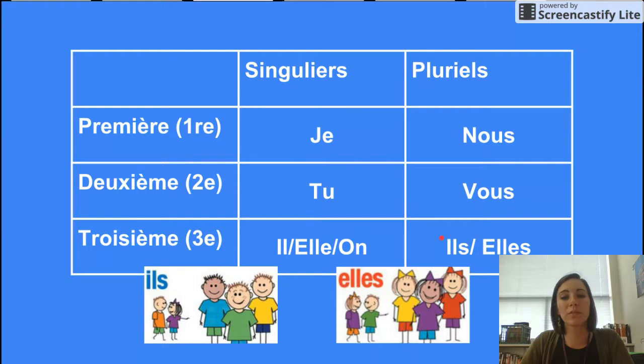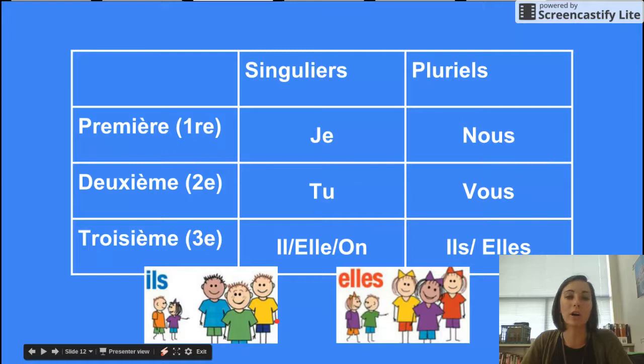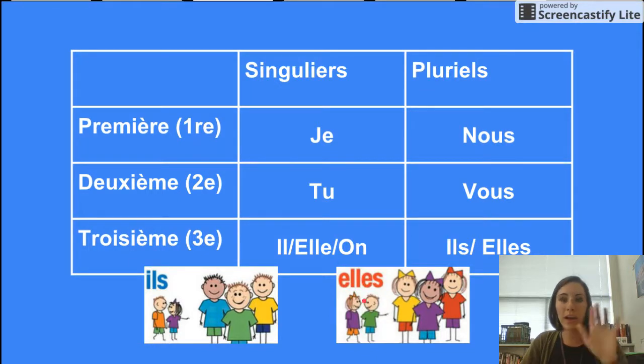Then for our third person plural, just like for our third person singular, we have a masculine form if we're talking about a group of guys. Ils, they are crazy and they're all guys. And then elles, if they are crazy and they're all girls.